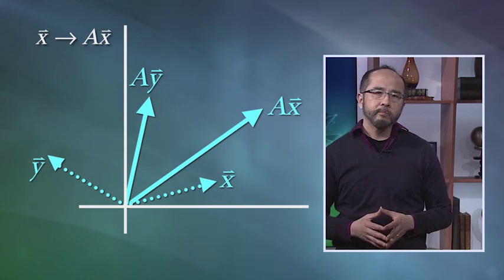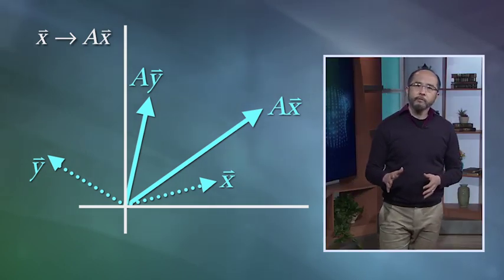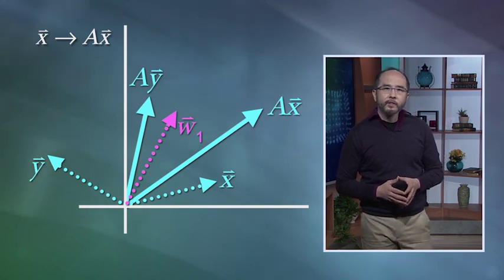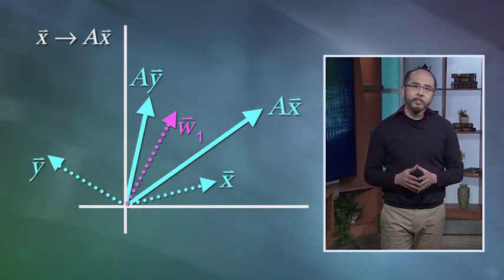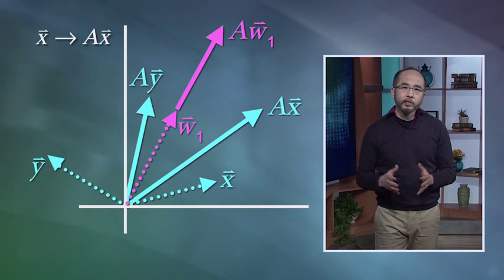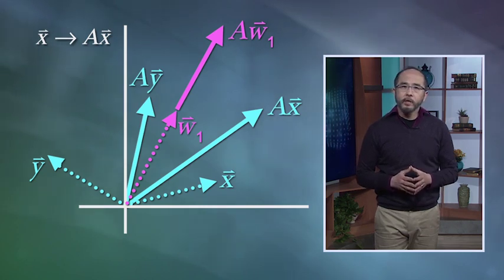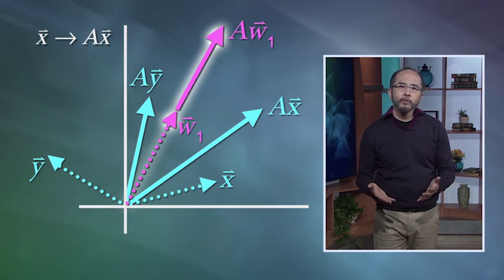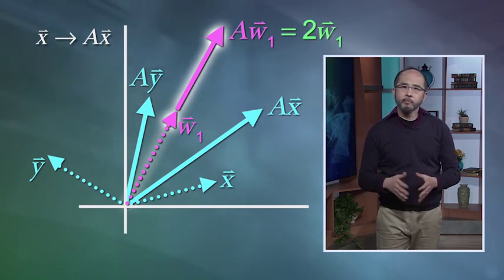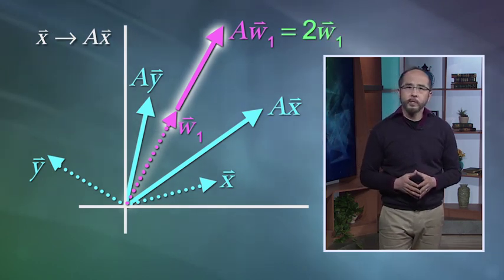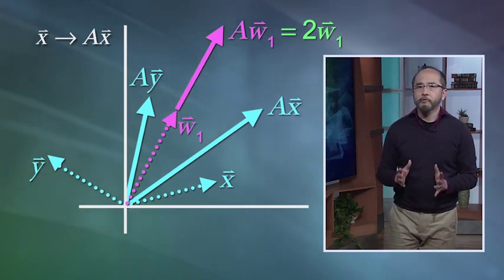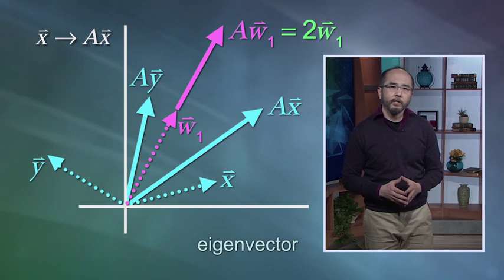and these may be pointing in different directions than x and y. But what if, on some vector, call it w1, we have the special property that A times w1 points in the same direction as w1? That would mean A times w1 is a scalar multiple of w1. In this case, let's suppose that multiple is 2. If so, then we will call such a special vector an eigenvector of A.